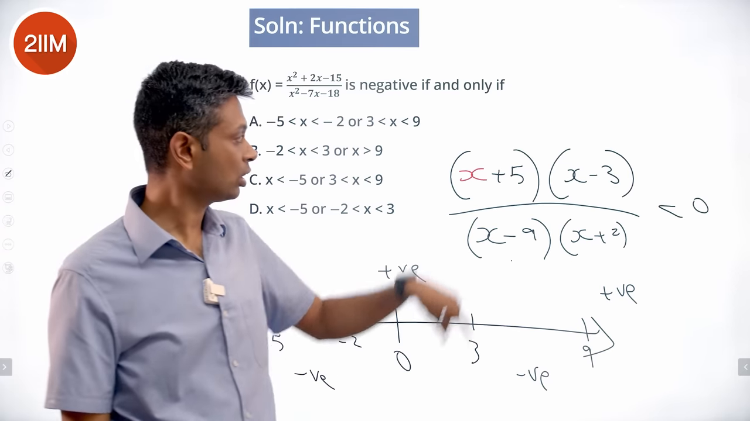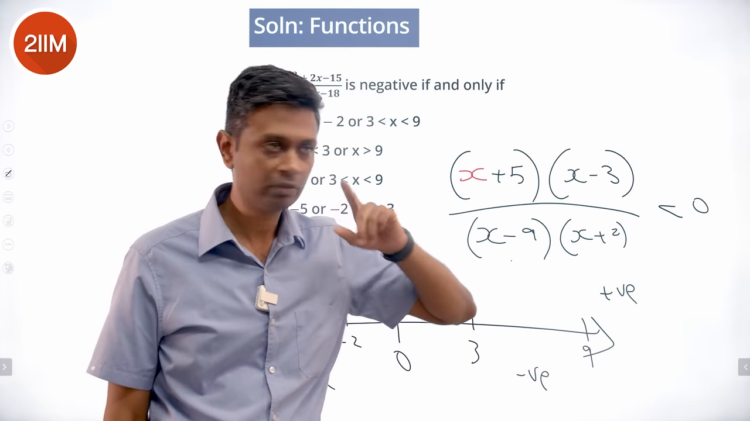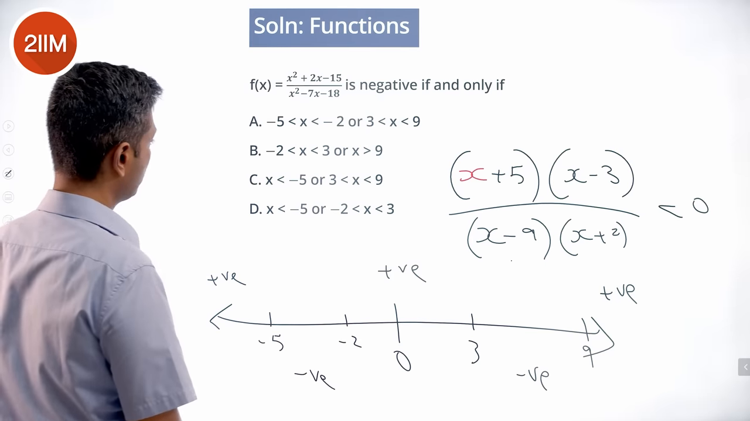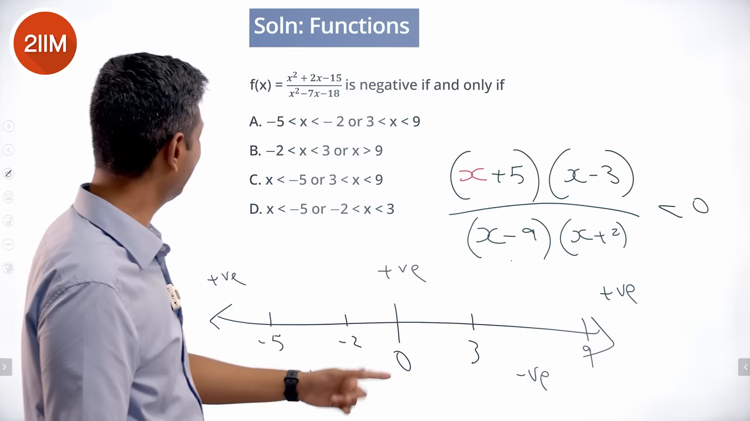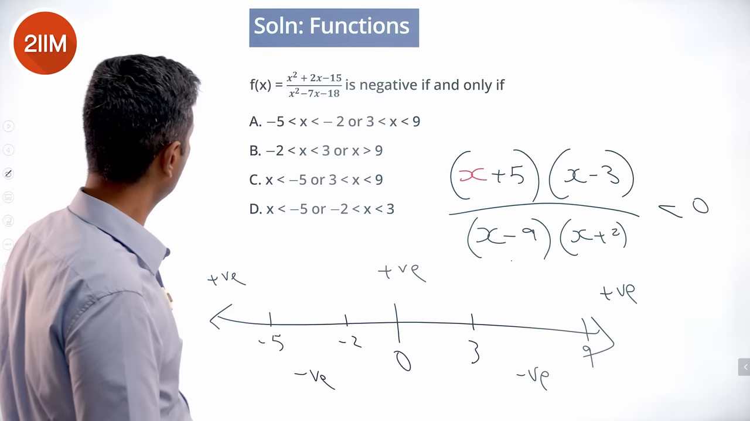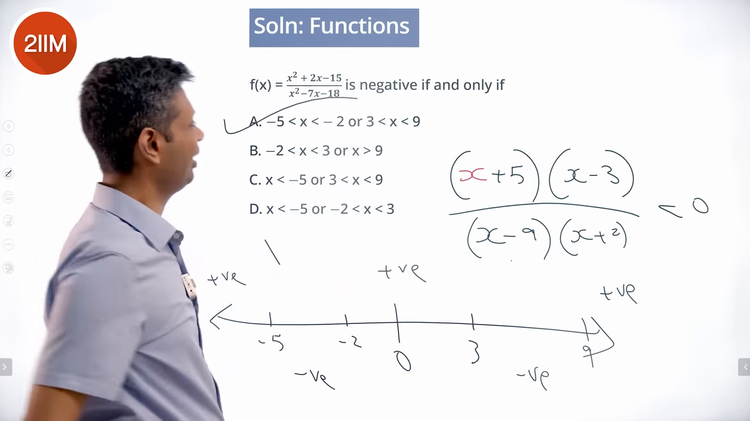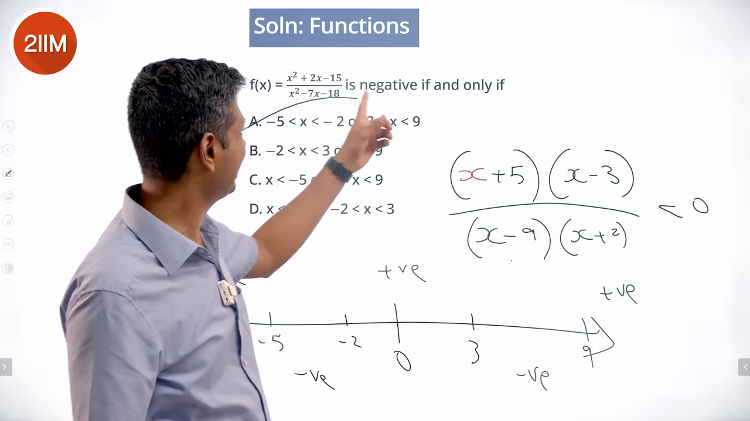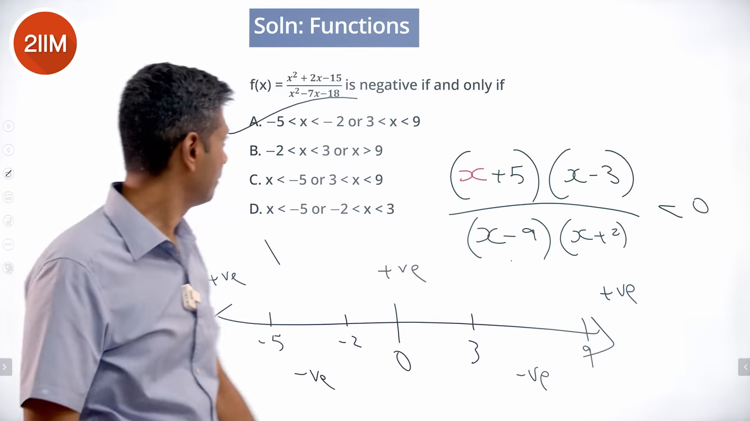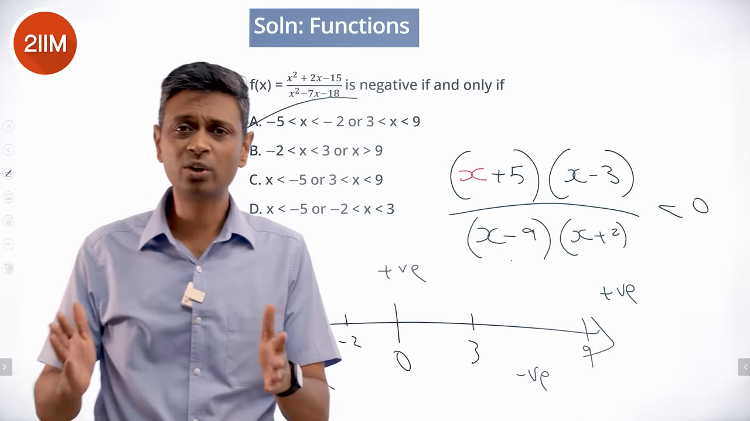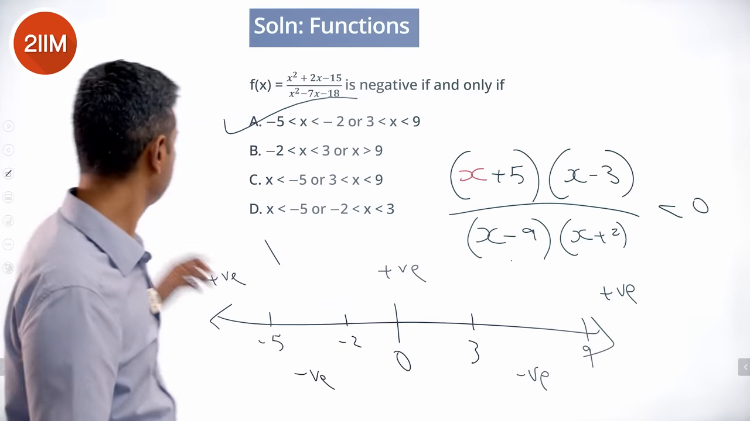The inequality we are solving for is this expression less than 0. Right? So where does it work? It works from minus 5 to minus 2 and 3 to 9. Perfect. All less than, no less than or equal to business. It's clearly negative. So life is easy. Minus 5 to minus 2, 3 to 9. Find all the roots. Roots are turning points, and then we are done after that.